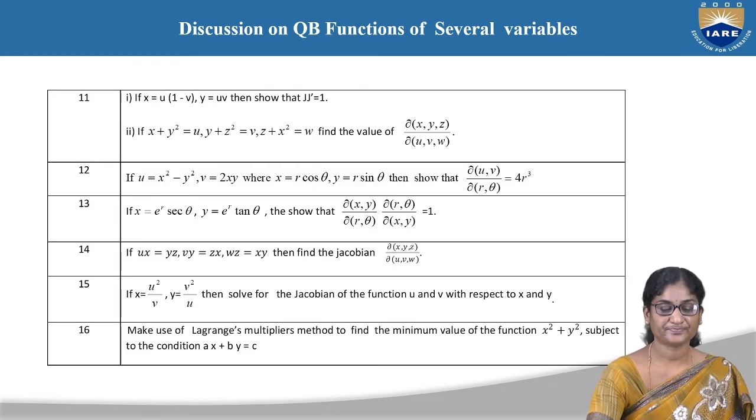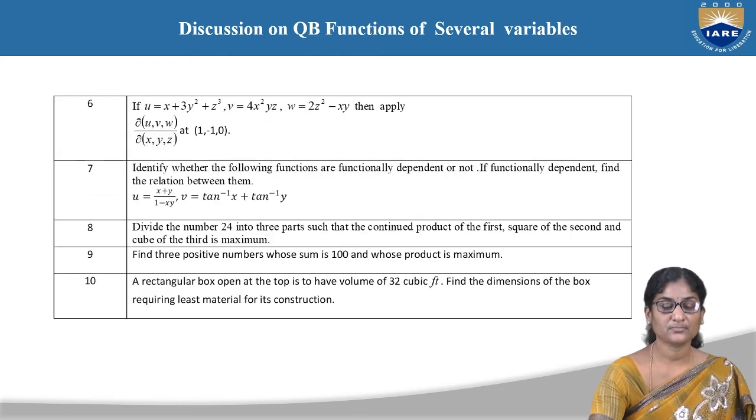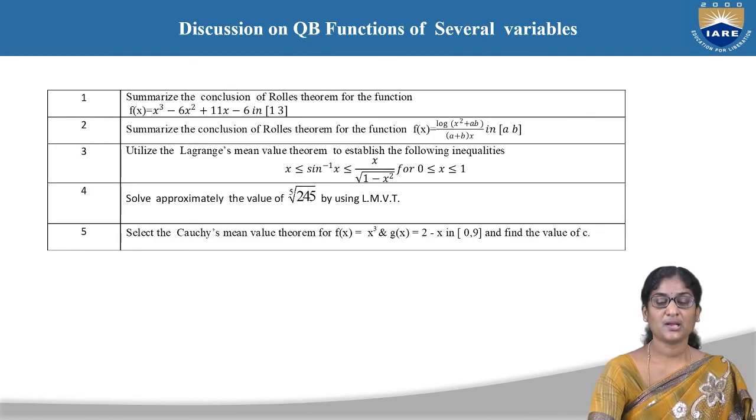Now going to the next questions, that is, summarize the conclusion of Rolle's theorem for the function f of x is equal to x cube minus 6x square plus 11x minus 6. Again, this is similar to the previous question we have done.